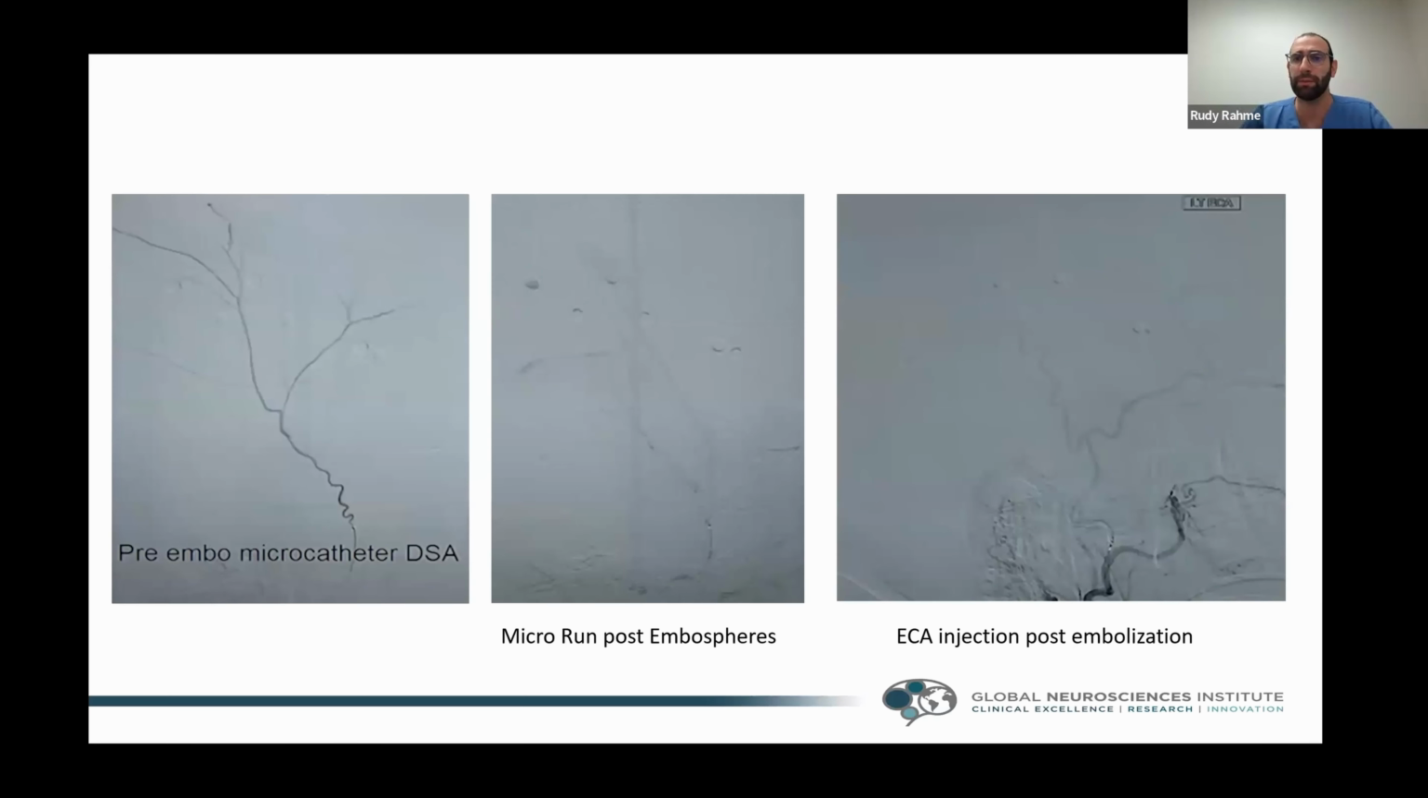So she underwent a middle meningeal artery embolization. This is the micro run with a catheter. You can see all the vessels here. This is a micro run post-embosphere. You don't see anything anymore. And this is the external run after the embolization, and you don't see that artery anymore at all.